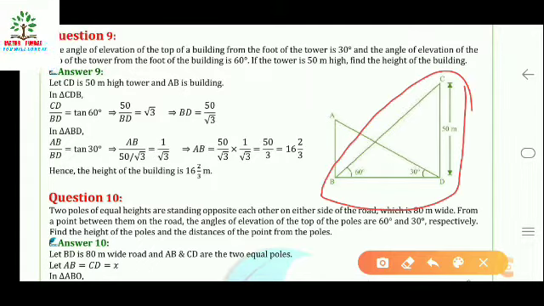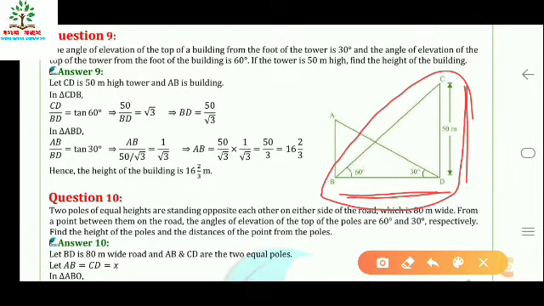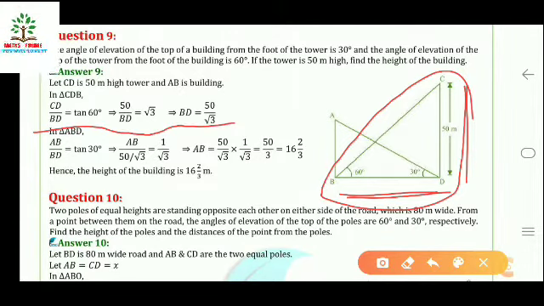So first we'll find the base here. We'll take perpendicular upon base is equal to tan 60. Just putting the values here, CD over BD is equal to tan 60, that is 50 over BD is equal to root 3, and so BD is equal to 50 over root 3.